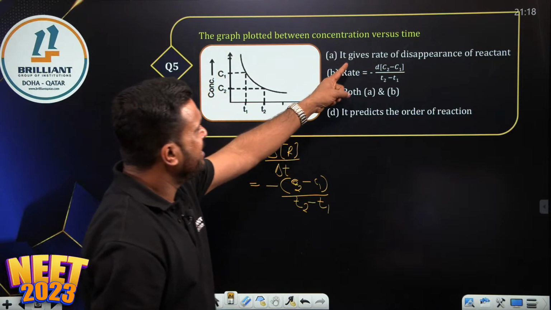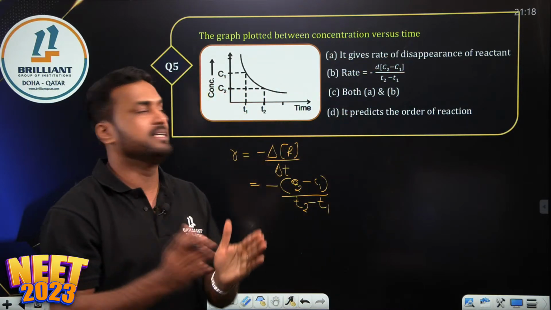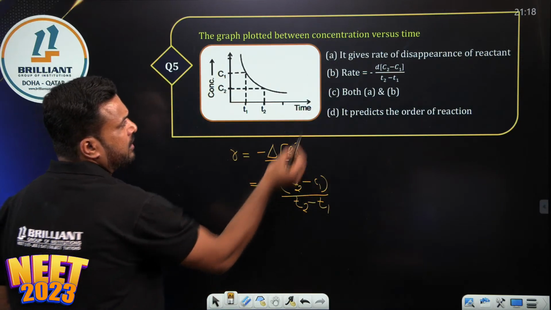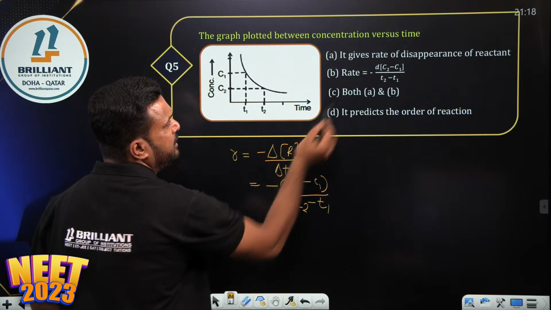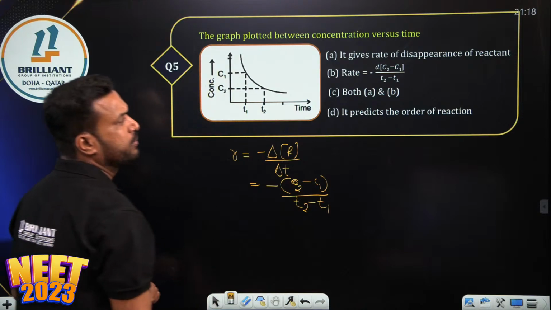So the first is the same anyway. I mean, it's correct. It gives the rate of disappearance of reactant. Next is what? Rate is equal to, that is the same only I wrote. Rate is equal to minus d, or delta or d is the same, C2 minus C1 divided by T2 minus T1.